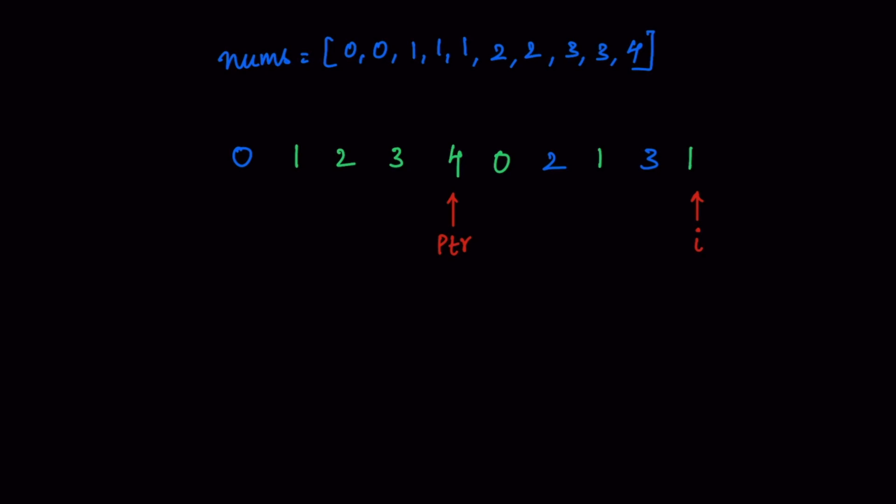Now we can clearly see that 0, 1, 2, 3, 4, all the values before the pointer and at the pointer location, are the unique elements in non-descending order. So we have achieved what is being asked. Finally, we are going to return ptr plus 1, which is going to be 5 in this case. I hope it is very clear from this explanation. Let's go into the coding part of it.